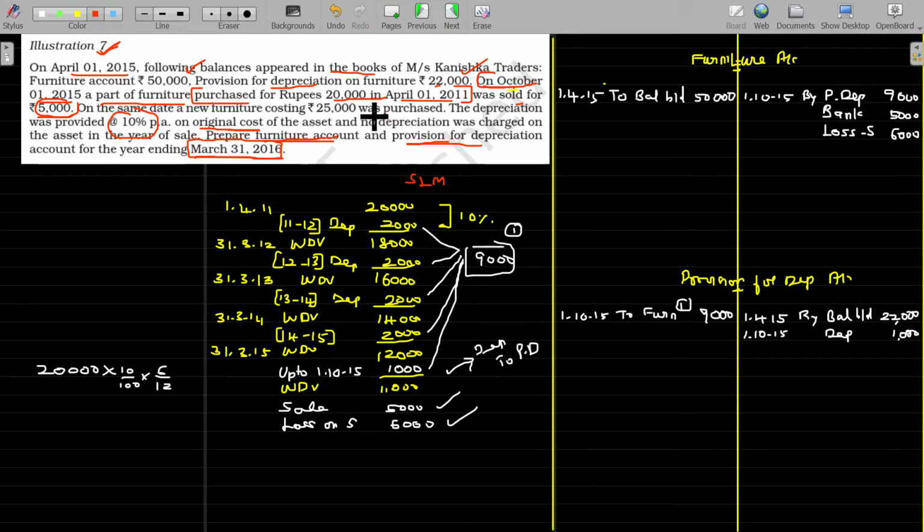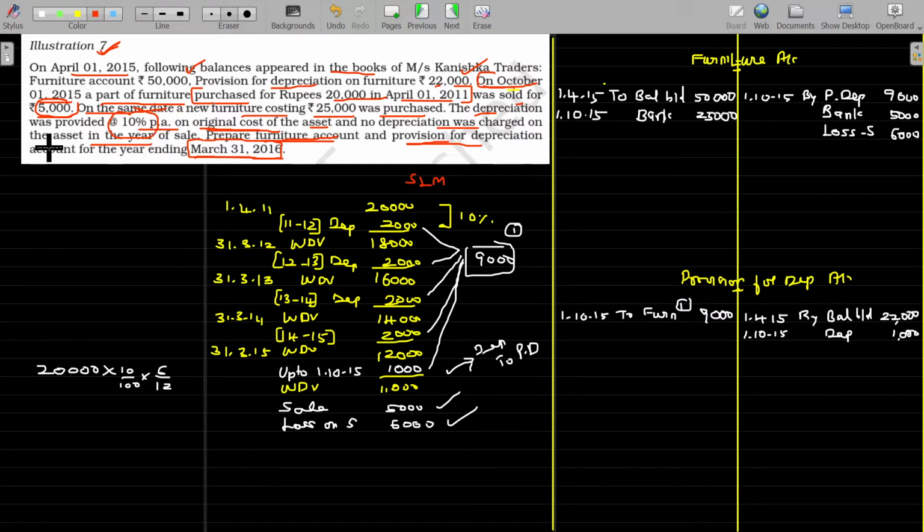Now, on the same date, a new furniture costing 25,000 was purchased. So on the same date, furniture is purchased through bank. The value of the newly purchased asset being 25,000, and the depreciation was provided at the rate of 10% per annum on the original cost of the asset, and no depreciation was charged on the assets in the year of sale.